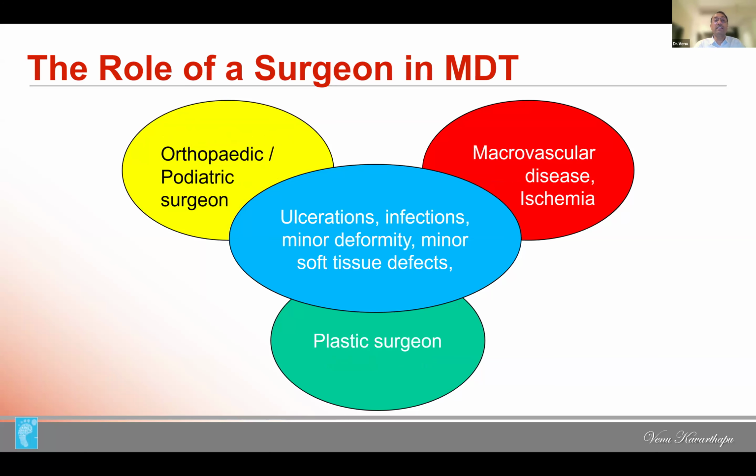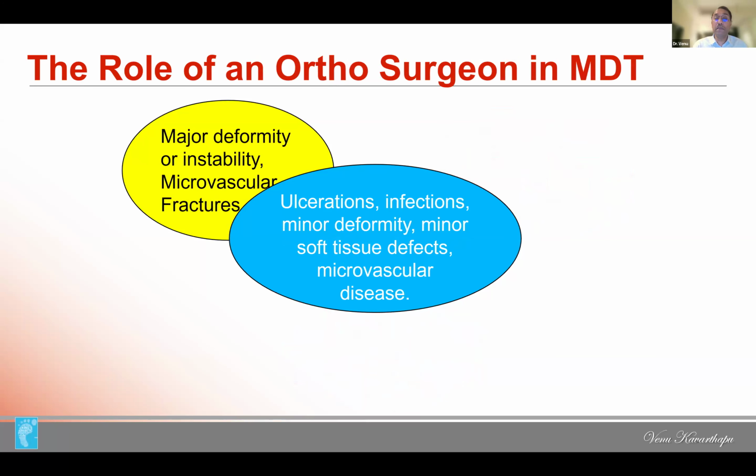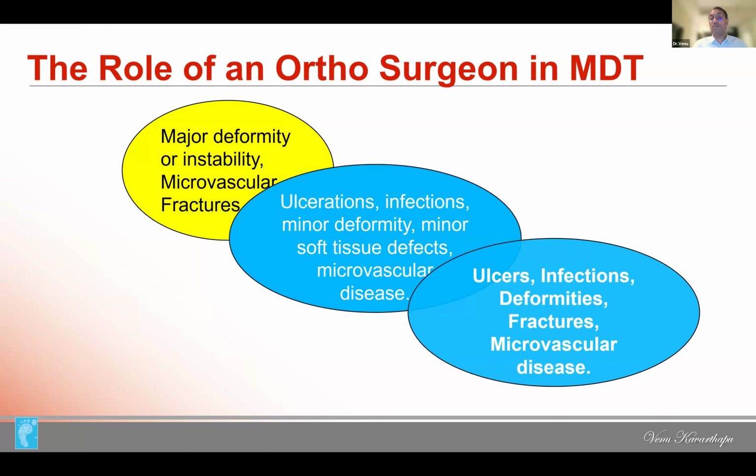So it is very clear that as an orthopedic surgeon in such a team, we will be dealing with all these major orthopedic presentations, and also common competencies that deal with routine and minor presentations that are common to all surgeons. So to summarize, an orthopedic surgeon in a diabetic foot service covers all these conditions I have just enumerated here in this additional circle.